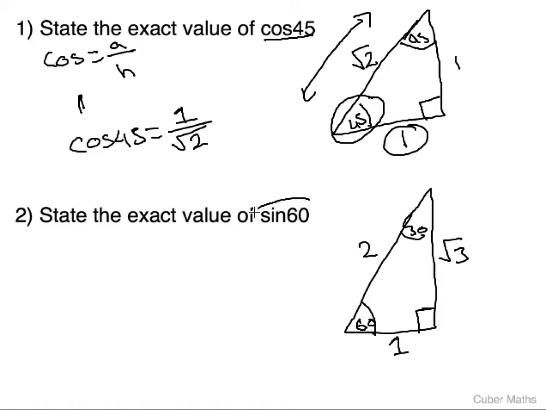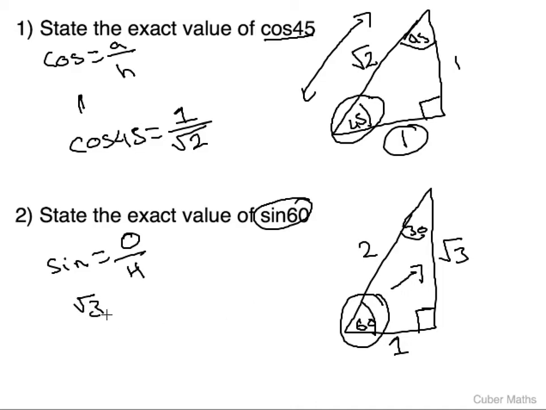And it says sine 60. And sine is equal to the opposite over hypotenuse. And it said sine 60, so if we take this angle here, the opposite is root 3 and the hypotenuse is 2. So sine 60 is equal to root 3 over 2.